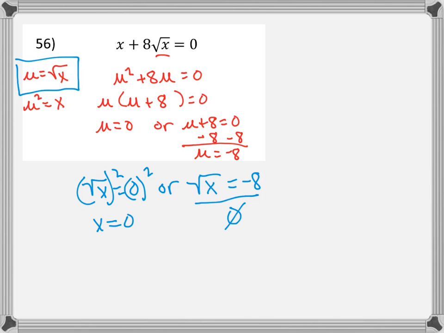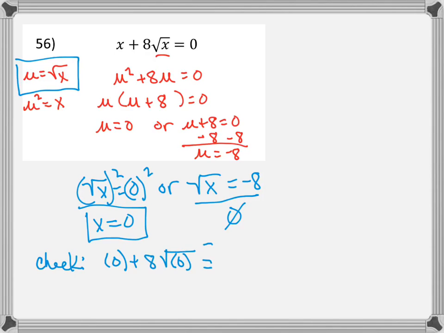If we did solve out the other one and get another possible answer, and then went back and checked our answer, that would be extraneous. If we check x equals 0 in the original, 0 plus 8 times the square root of 0, does that equal 0? 0 plus 8 times 0, does that equal 0? 0 does equal 0, so yes, x equals 0 does work. But that is our only solution here.